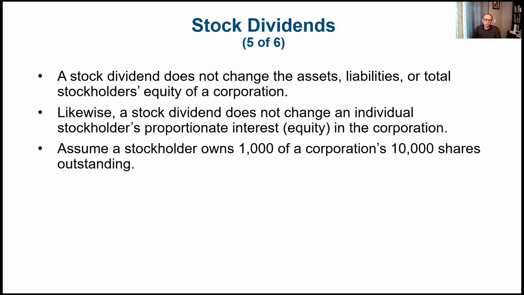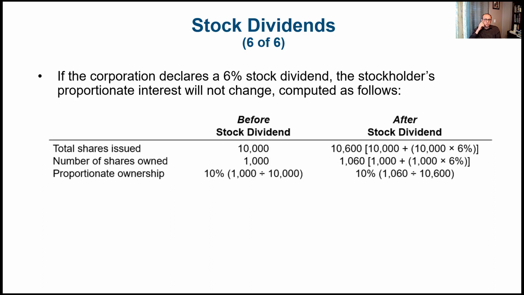Your ratio is the same. And we'll see in the next slide how this would look. So assume a stockholder owns 1,000 shares of a corporation, 10,000 shares outstanding, which is about 10% of the company. So if the corporation declares 6% stock dividends, the stockholder's proportionate interest would not change.